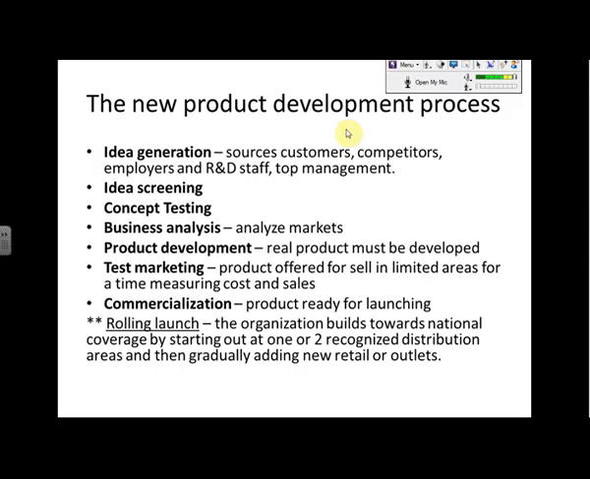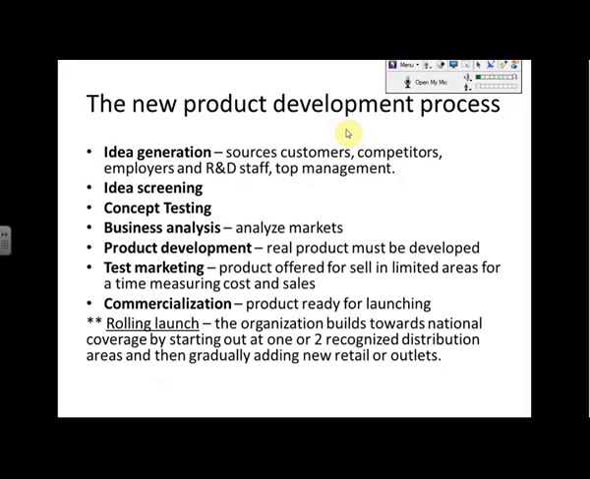The next stage is what is known as concept testing. You need to be able to test the concept to see if it is going to withstand the test of time, to see if it is going to work before you waste a lot of resources developing and analyzing and putting the product onto the market.